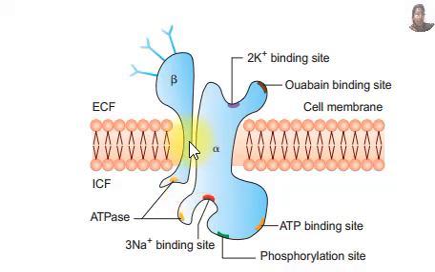It has three intracellular binding sites, one each for binding 3 sodium ions and ATP. These are the 3 sodium ions and ATP binding sites. And there are 2 extracellular sites, one each for the 2 potassium ions.